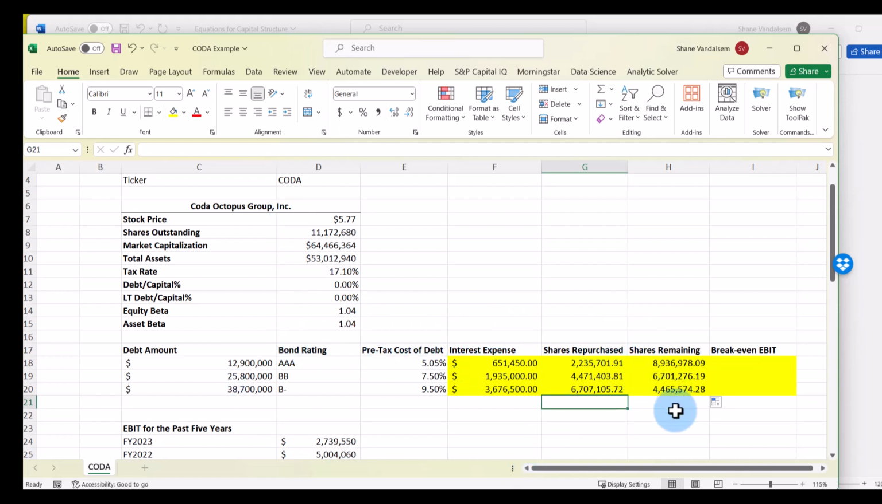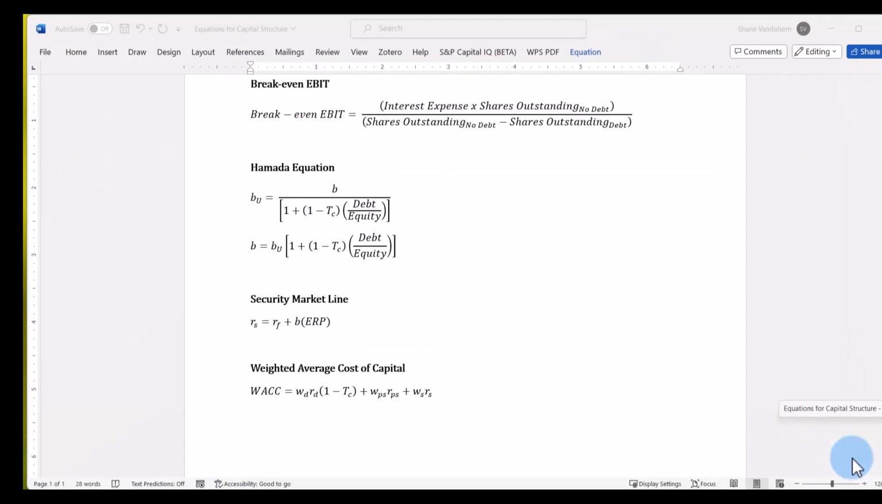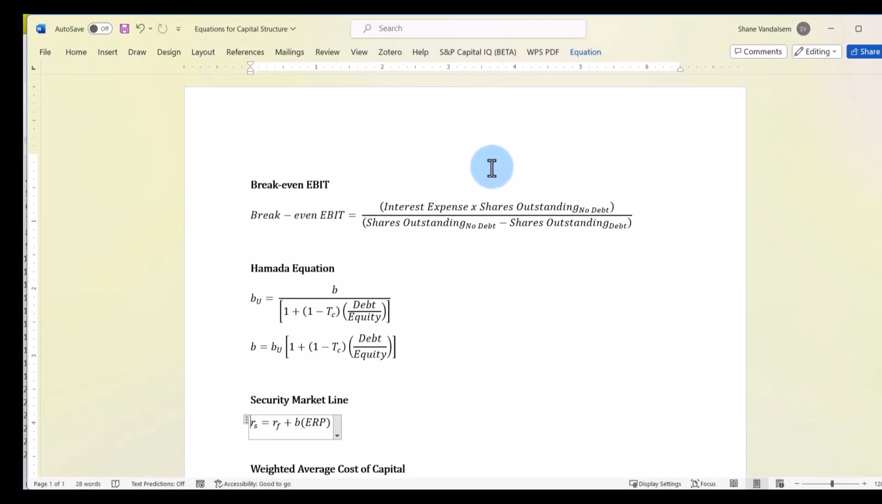have fewer shares remaining. Finally, our break-even EBIT, we'll use that equation that I showed you before, and I'll just pull that up here again. So our interest expense at that level of debt multiplied by the shares outstanding if the firm has no debt, divided by the shares outstanding with no debt minus the shares outstanding with debt.